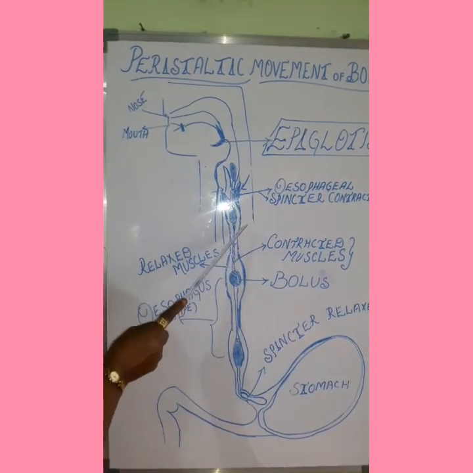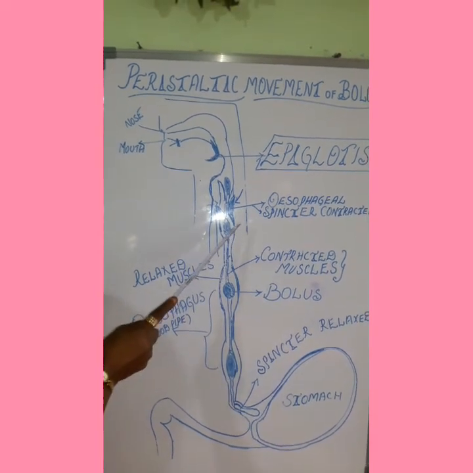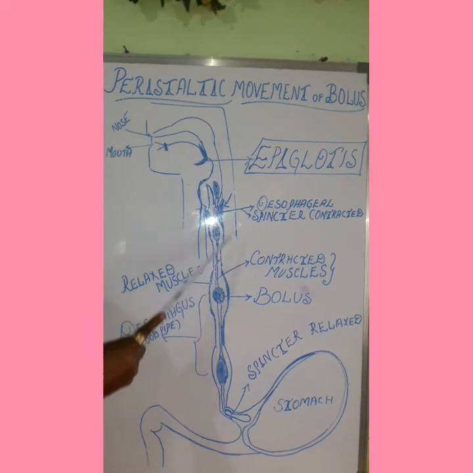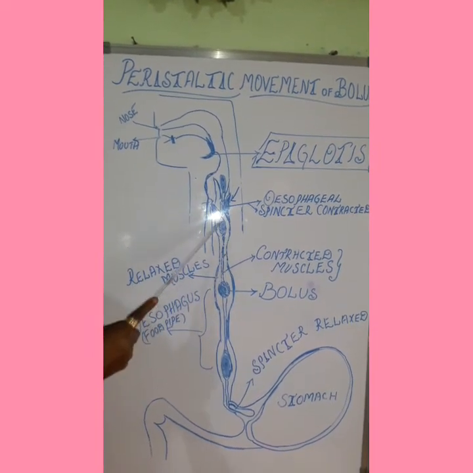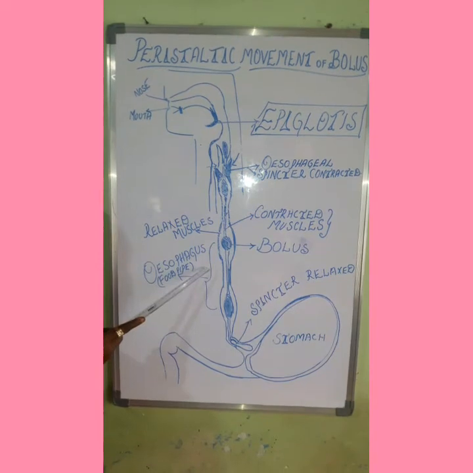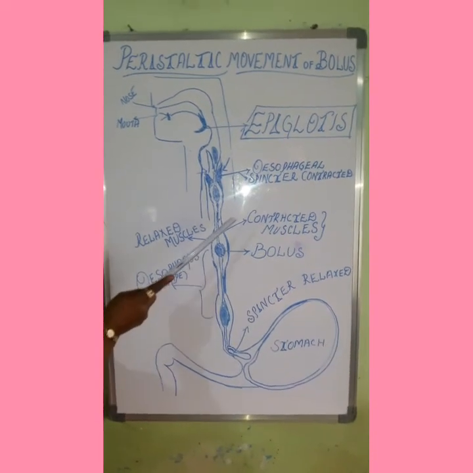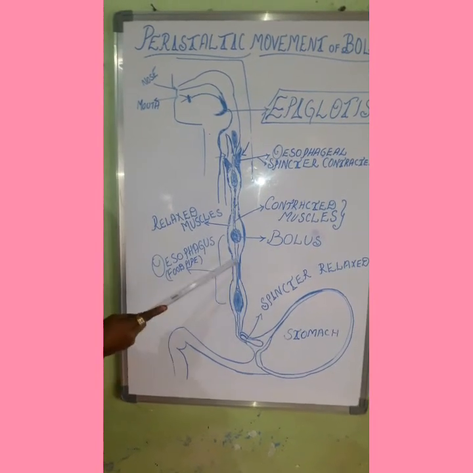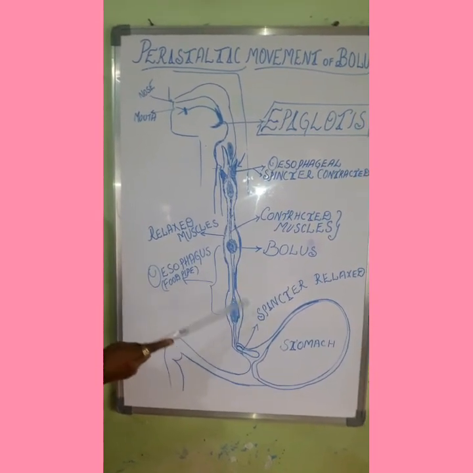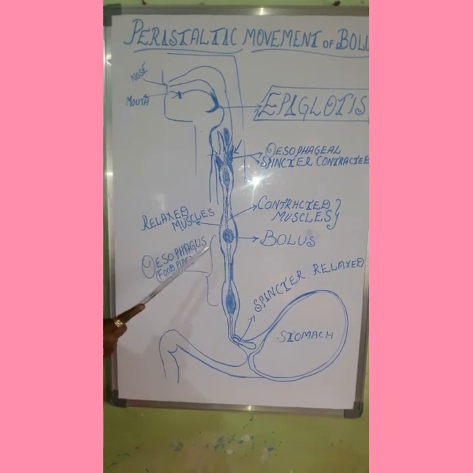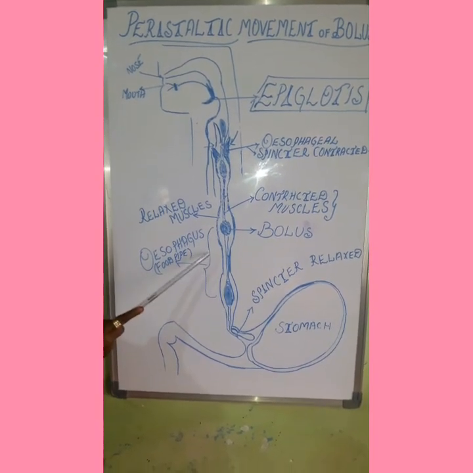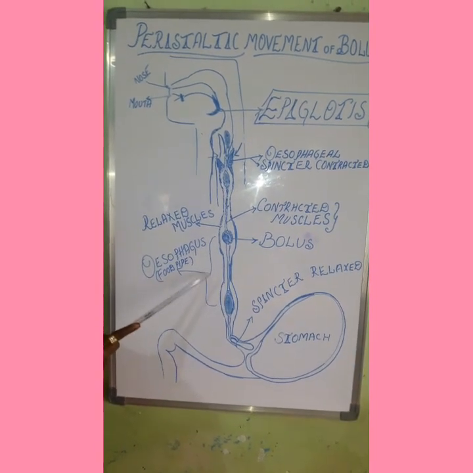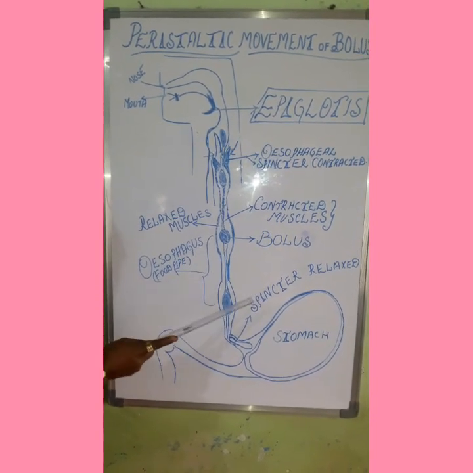Contraction and relaxation of these muscles, that is the circular muscles and the longitudinal muscles, help in a wave-like motion called peristalsis. The wave-like motion that propels the food bolus into the stomach is called peristalsis. This is under the control of involuntary muscles, which are involuntary in function, under the control of the autonomous nervous system.